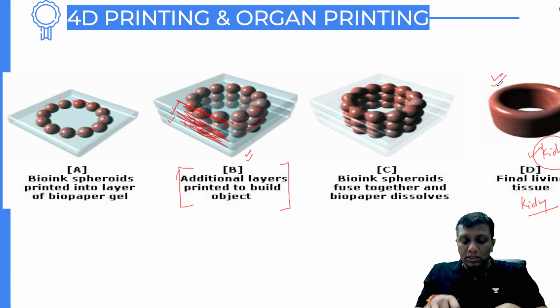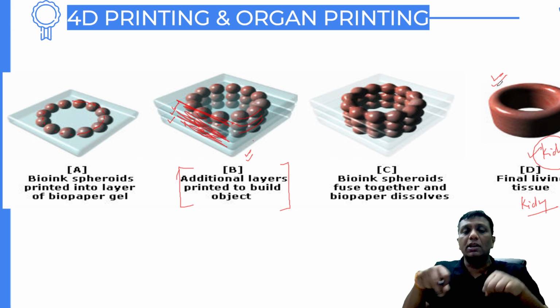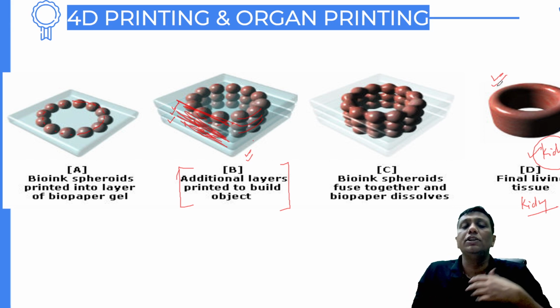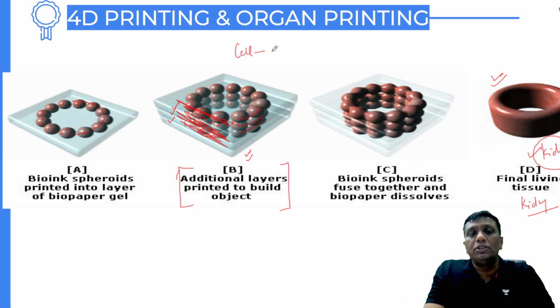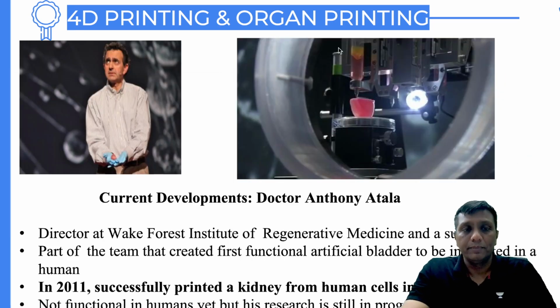The inkjet printer arranges the stem cells, cells form tissues, and then tissues form an organ. I have already explained that when discussing the cell as the origin of life. Cells form tissues and tissues form organs. This is the entire hierarchy.